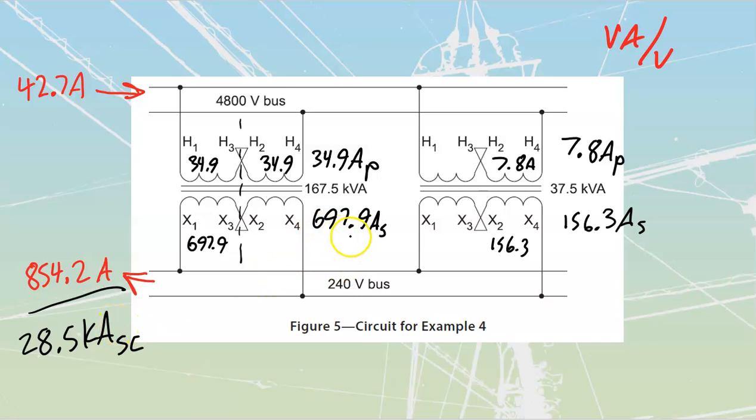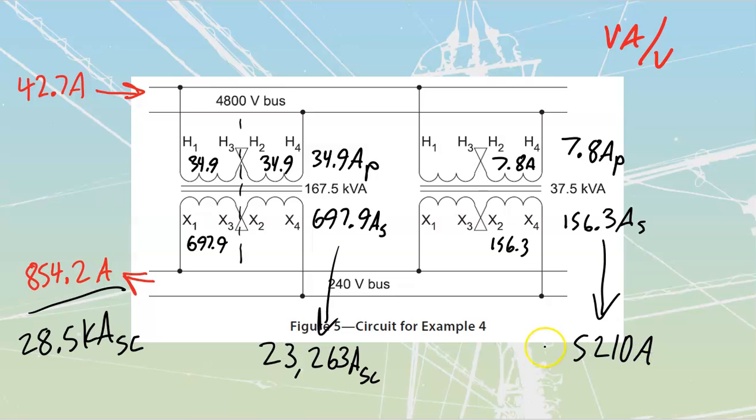This one over here, if I take this 697.9 amps that I can deliver out of this one, divide it by 0.03, it is going to give me a grand total of 23,263 amps that I'm going to have as a short circuit current. That's going to come out of this one over here. This one over here, if I divide it by 0.03, it is going to give me a grand total of 5,210 amps that I can have. And if I take this and I add it to this one over here, we come out to that value over there of 28.5 kiloamps, or roughly close to. There's a little bit of rounding inside there.